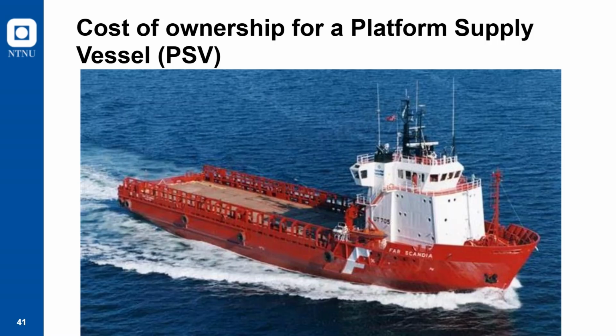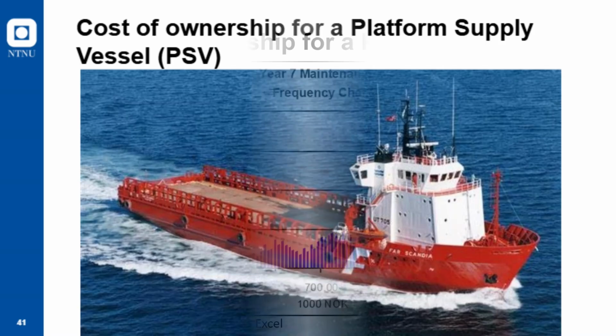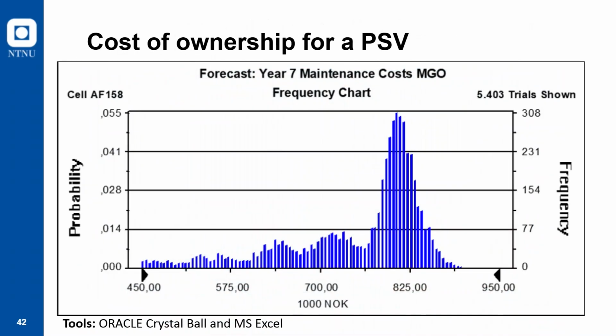So let's have a look. This is one of my first cases actually done. This is a platform supply vessel operated in the 90s in the North Sea. It's called Far Scandia. And here we built up a complete model covering the cost of ownership. And just some results. For example, in year 7, you see the maintenance cost of using marine gas oil, MGO, would look like this. And you may wonder why all these bumps? Well, that has to do with how frequent certain maintenance jobs were done, basically.